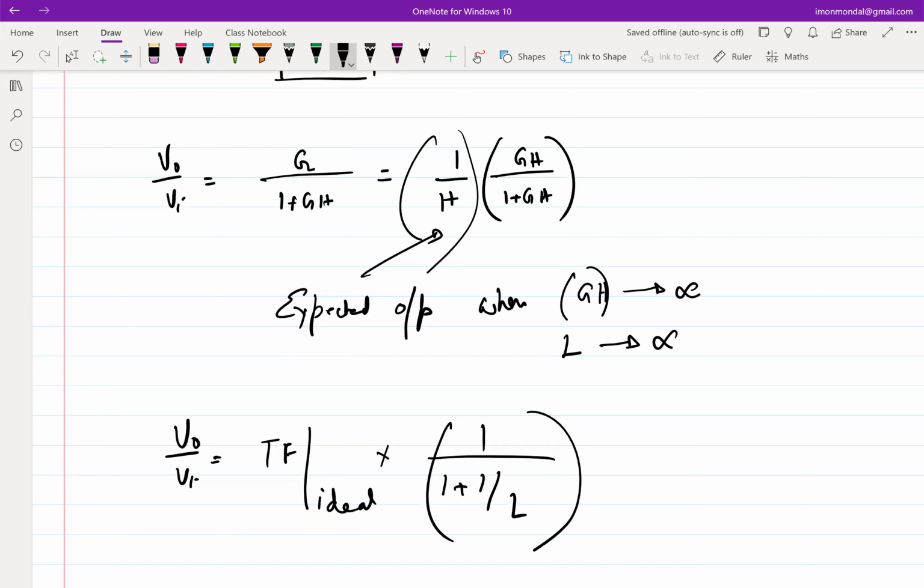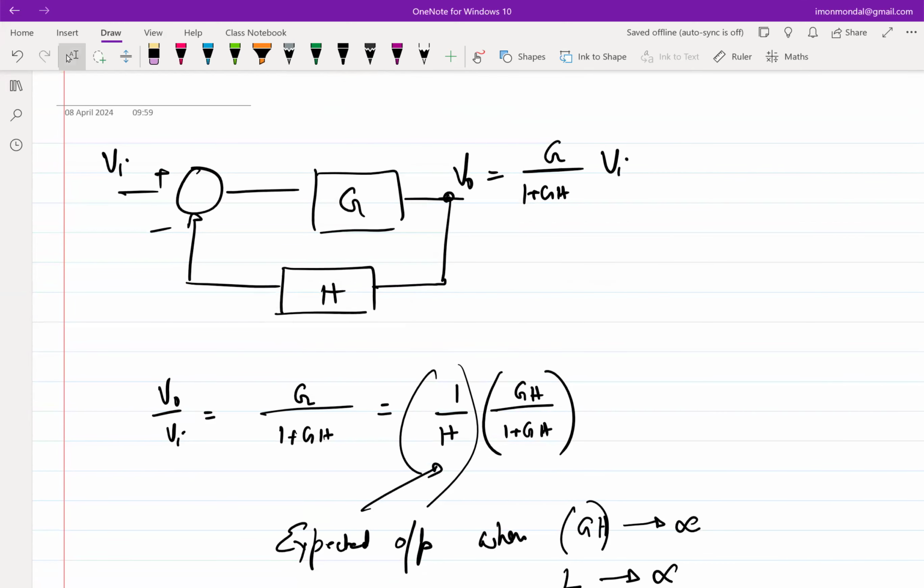Again, this ideal transfer function will appear only when the loop gain goes to infinity. Or in this case, loop gain should be much greater than 1. Ideally infinity, but in reality, it should be much greater than 1. So again, the negative feedback loop will work as per our expectation only when GH is much greater than 1. If GH is much less than 1, it's not going to work as per expectation.